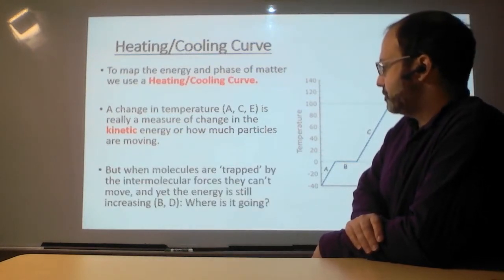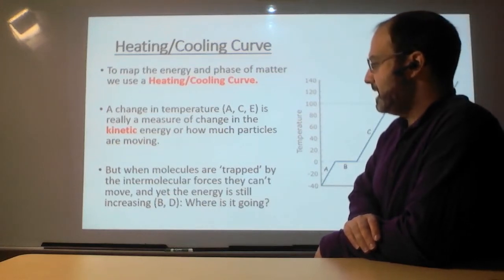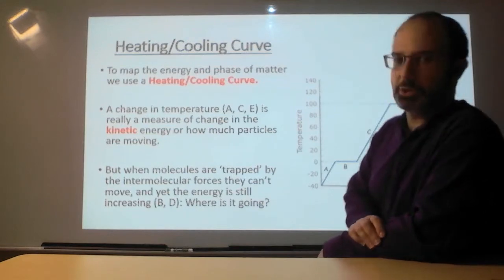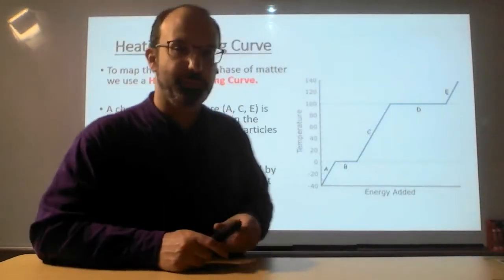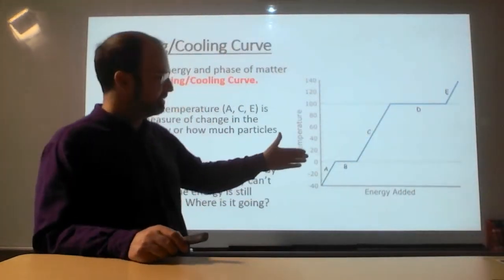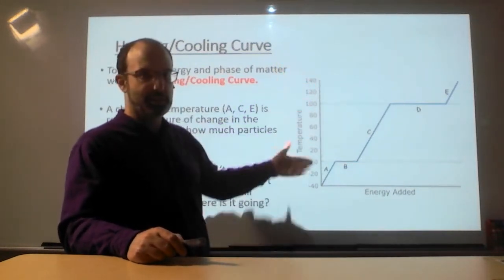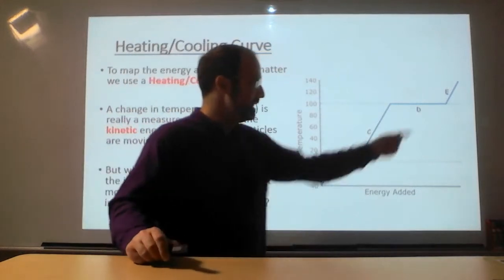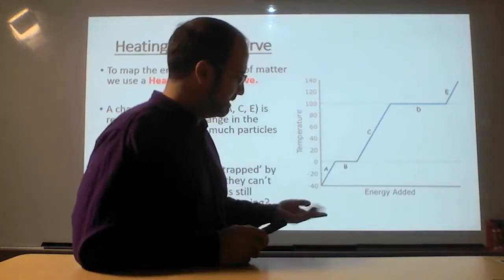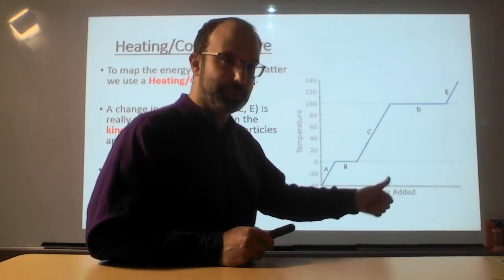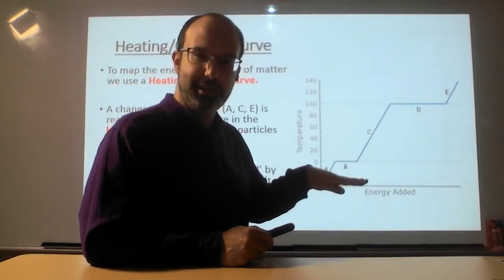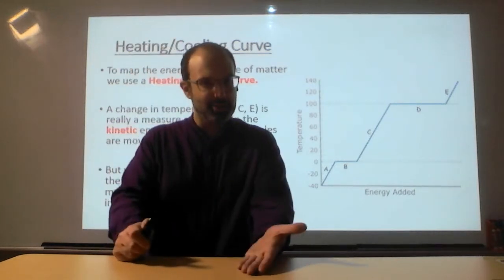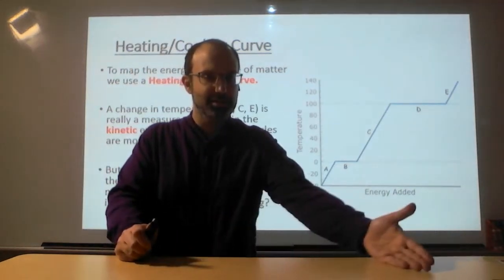But when molecules are trapped by the intermolecular forces, they can't move, and yet the energy is still increasing, B and D. Well, where is it going? What do we mean by the energy is increasing? Over here, we have an increase in temperature, because the graph is going upward. But at B and D, the energy is still increasing, we're getting more and more energy, but the temperature isn't going up. It's staying the same. So that's super weird, because I'm adding energy, but nothing is increasing in temperature.